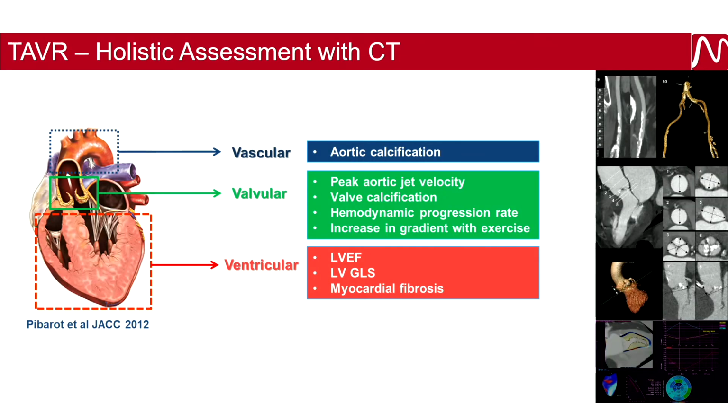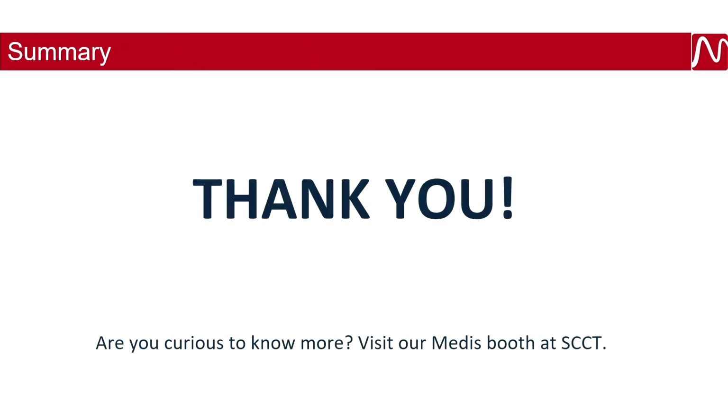So in conclusion, I think that TAVR CT can provide us much more than just the annular measurements and the current assessment that we do for the access. CT strain might have an important role, as well as the development that myocardial fibrosis could be assessed by CT. With that, thank you so much.